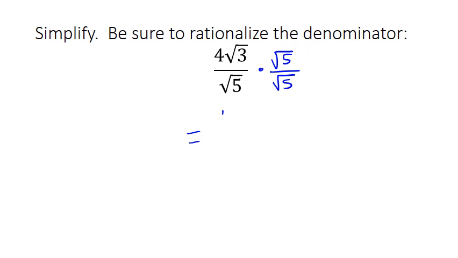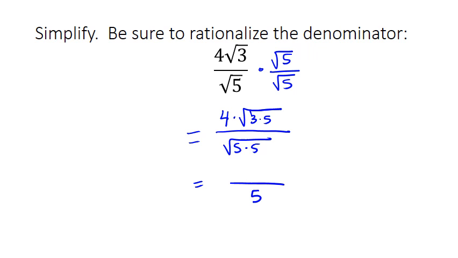In the numerator, we have 4 times, underneath the radical, 3 times 5. In the denominator, we have radical 5 times radical 5, which is just radical 25, which becomes, in the denominator, just a 5. Now we no longer have a radical in the denominator. In the numerator, we have 4 radical 15. We cannot simplify any further, so our final answer is 4 radical 15 over 5.